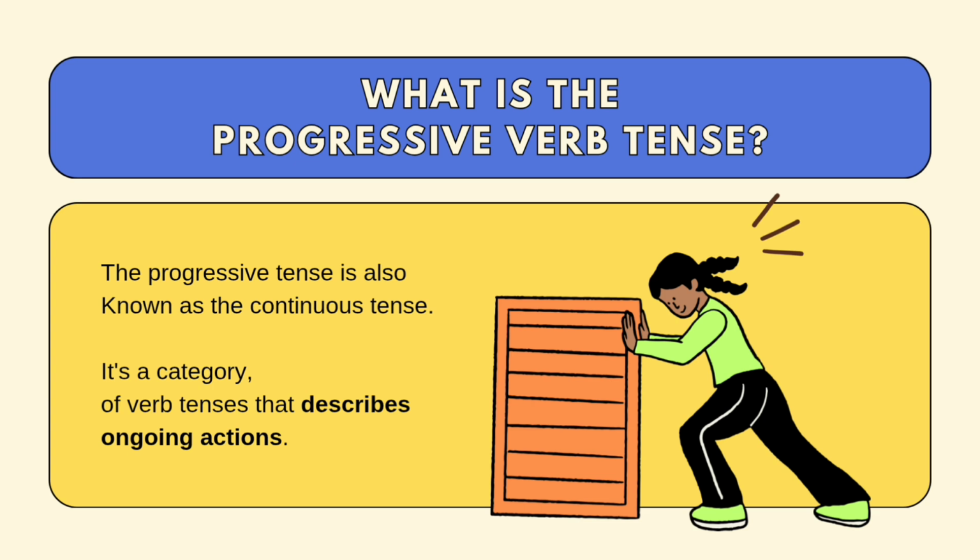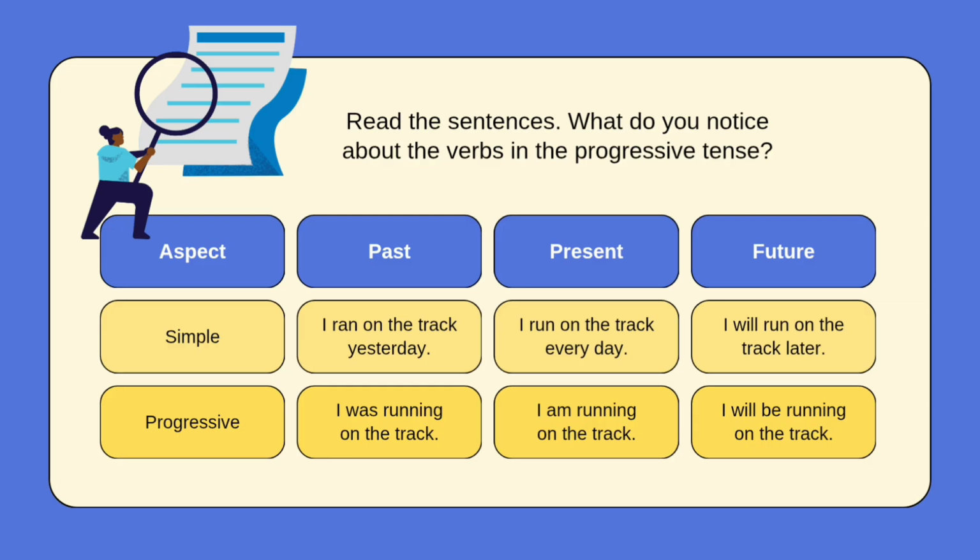The progressive tense is also known as the continuous tense. It's a category of verb tenses that describes ongoing actions. Think of progressive verb tenses like a video camera. Just as a video camera shows a continuous recording of an event, progressive verb tenses show a continuous action that is happening over time. Here is the difference between two different aspects, simple and progressive.